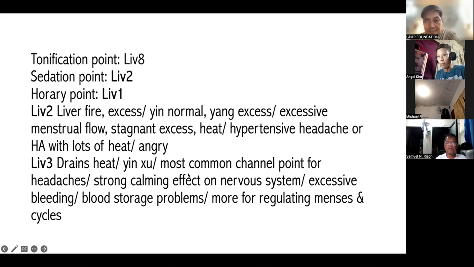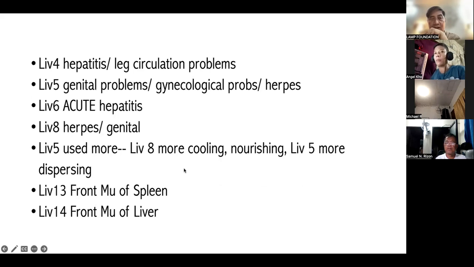Liver 3. Drain heat. Hindi ko alam paano bang banggitin yung yin shuin. Most common channel point for headache. Strong calming effect on nervous system. Excessive bleeding. Blood storage problems. More for regulating menses and cycle. Hindi pa liver fire. Yin deficiency. Okay. Liver 4.